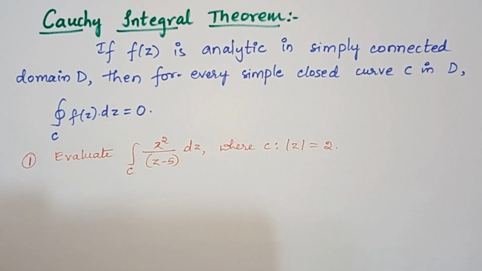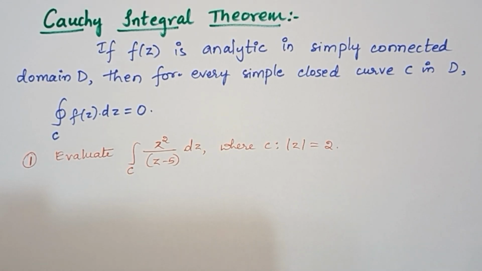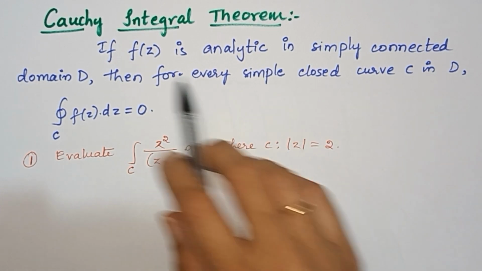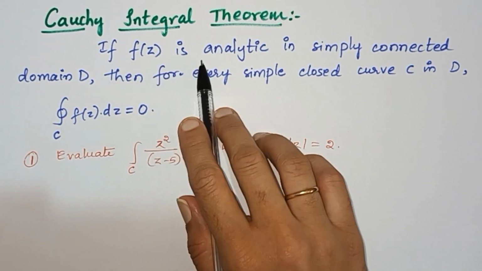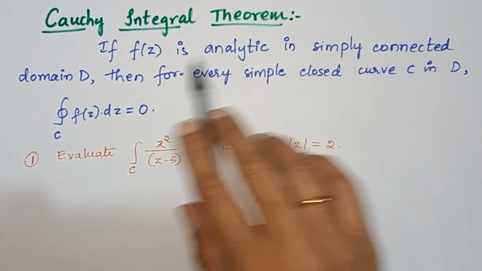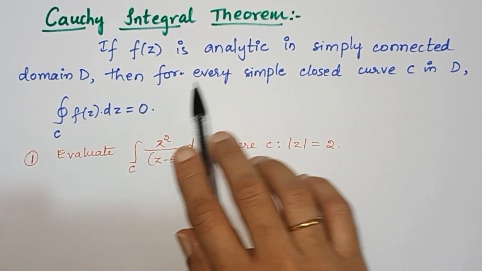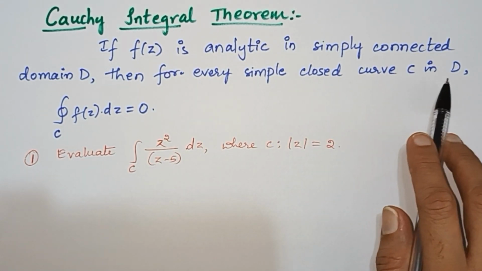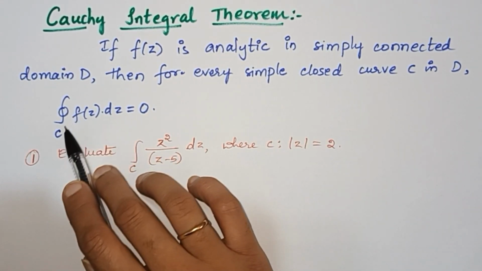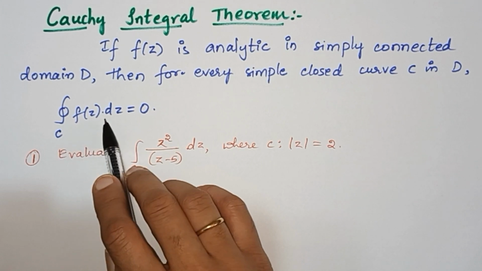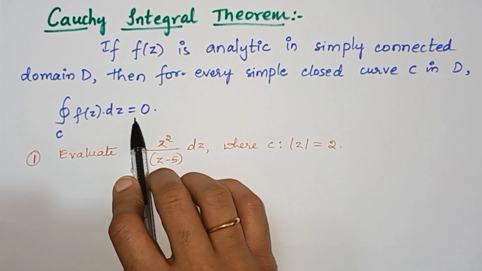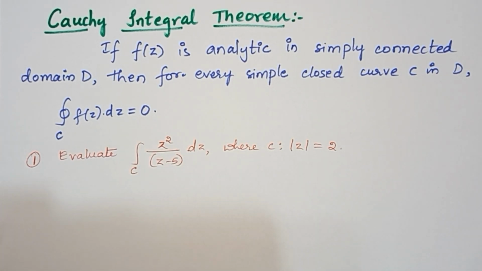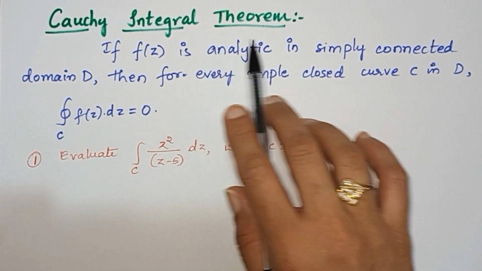In this video, I'll explain what is Cauchy integral theorem and hence Cauchy integral formula. See, the Cauchy integral theorem states that if f of z is analytic in simply connected domain D, then for every simple closed curve C in D, the line integral of f of z with respect to z over the curve C is always equal to 0. This is the statement of Cauchy integral theorem.